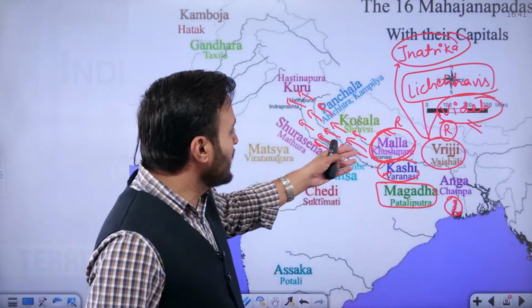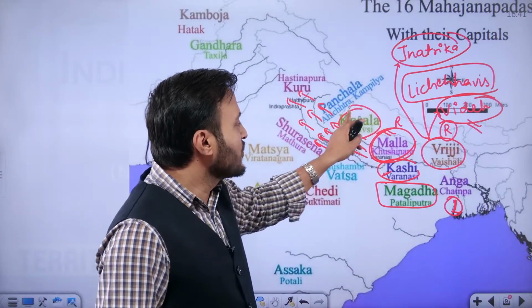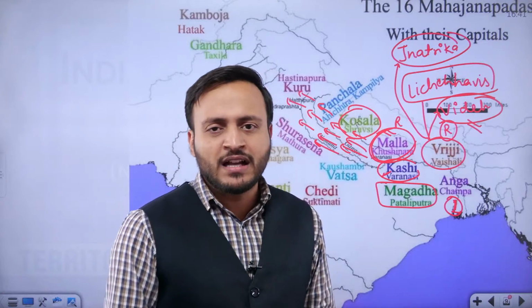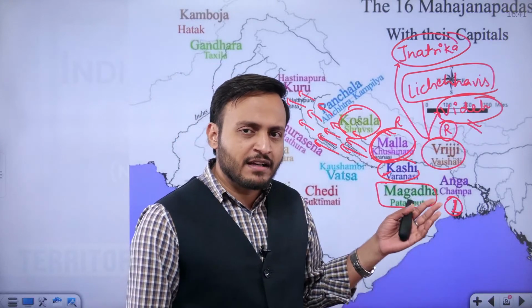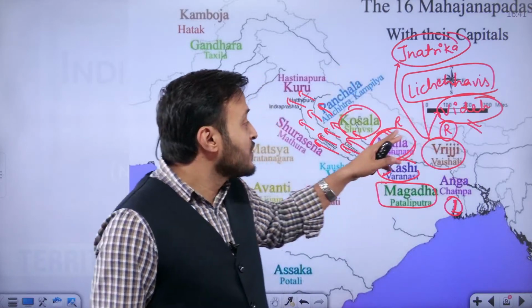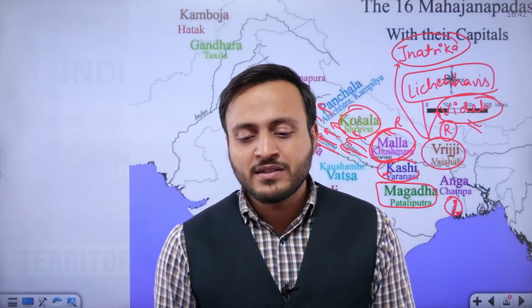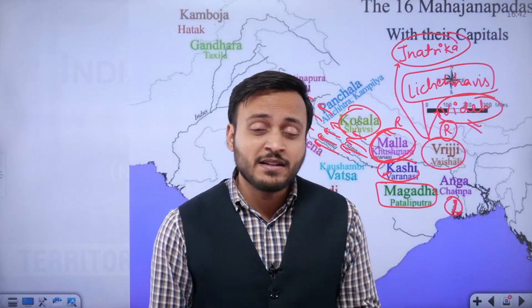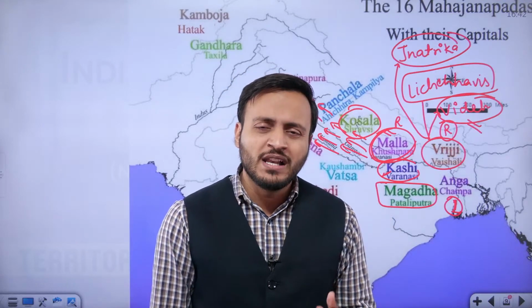Similarly, you can observe the location of Koshal. Koshal was in present day Ayodhya, Sultanpur, etc. And in the current times, we even find the reference of Ayodhya in present as well as in the ancient period. So Ayodhya, which we think was the capital, was not the capital of Koshal. It was Shravasti which was the capital of Koshal.